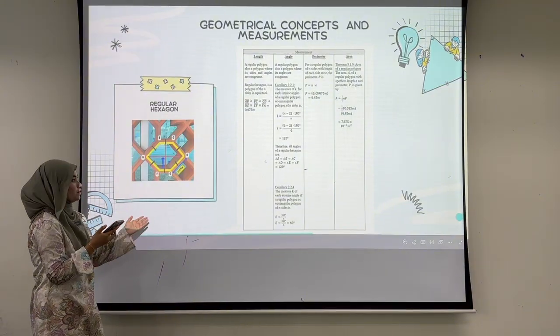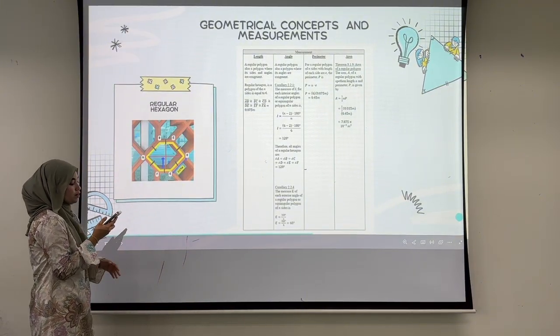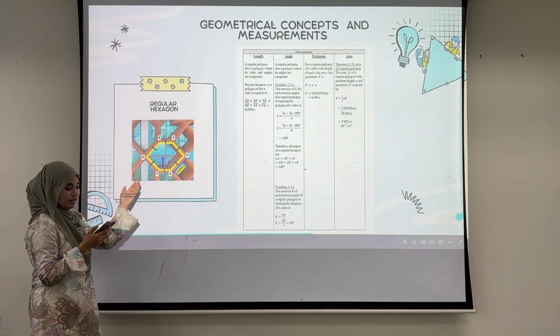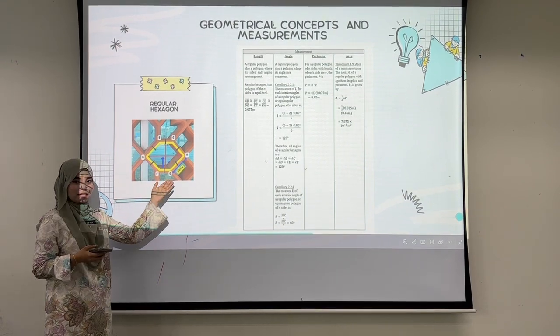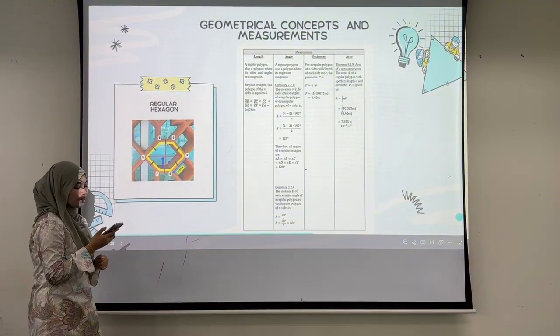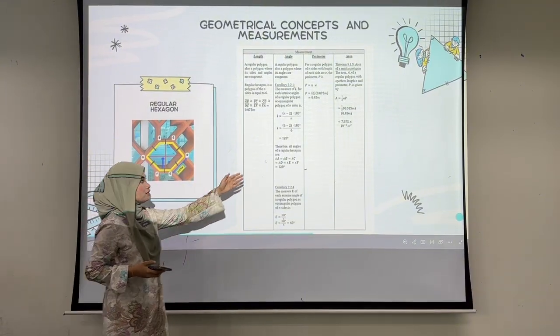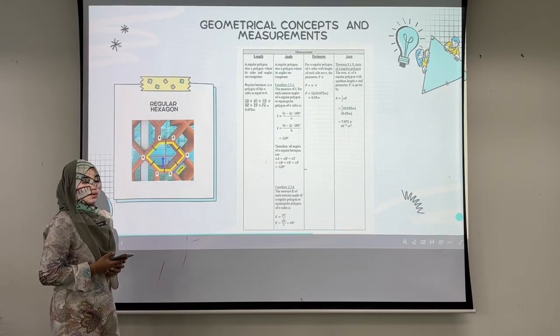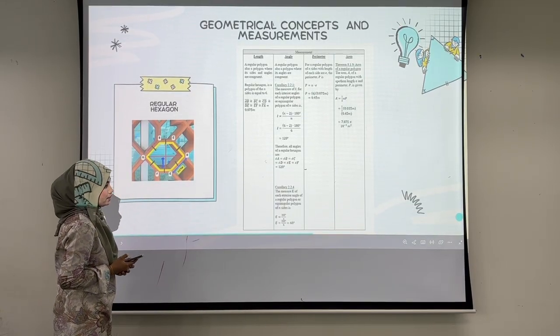Moving on to the regular hexagons. A regular hexagon consists of 6 equal sides and 6 equal angles. Each side of the hexagon's measure is 0.075 meters. To find the interior angles, we use these formulas, and the interior angle is equal to 120 degrees.